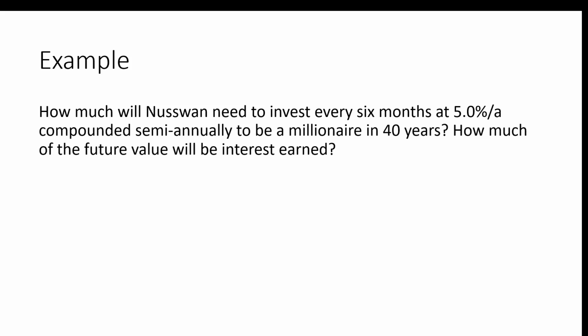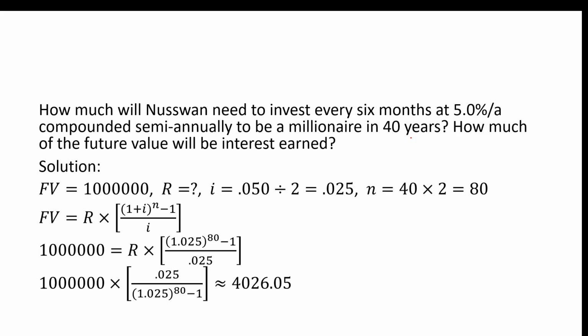Now, how much will New Swan need to invest every 6 months at 5% per annum, compounded semi-annually, to be a millionaire in 40 years? And then how much of that future value will be interest earned? So New Swan is a young man who wants to become a millionaire in 40 years. So what New Swan needs to do is use this formula.